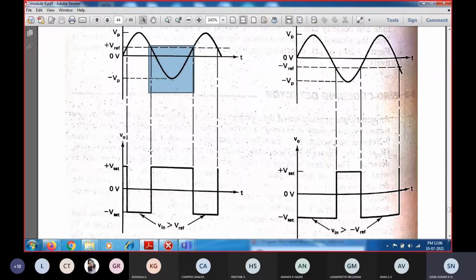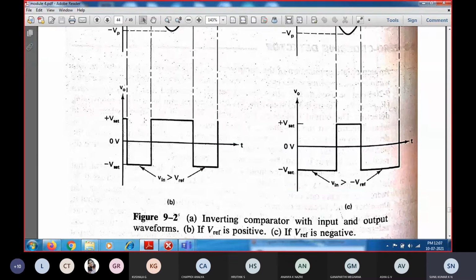So the output will again be switched from negative to positive saturation. This is the switching time, and during this time interval the output will be positively saturated. Only when the input is greater than V reference will it be negatively saturated. Otherwise, the output will be positively saturated. So the output will have only two states. Even if you look at the waveforms, the output of the op-amp will be either positively saturated or negatively saturated. So those are the two cases.